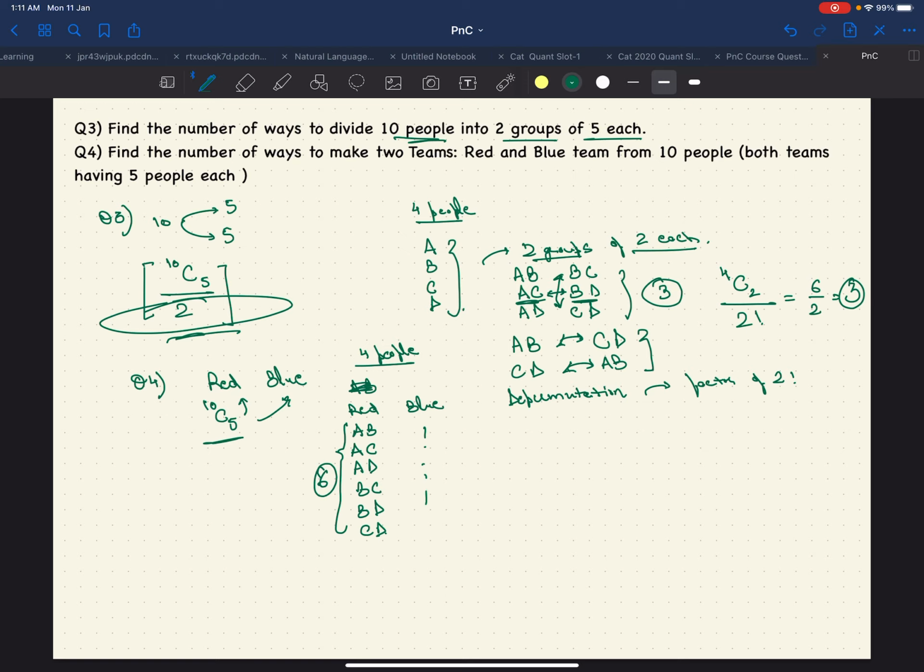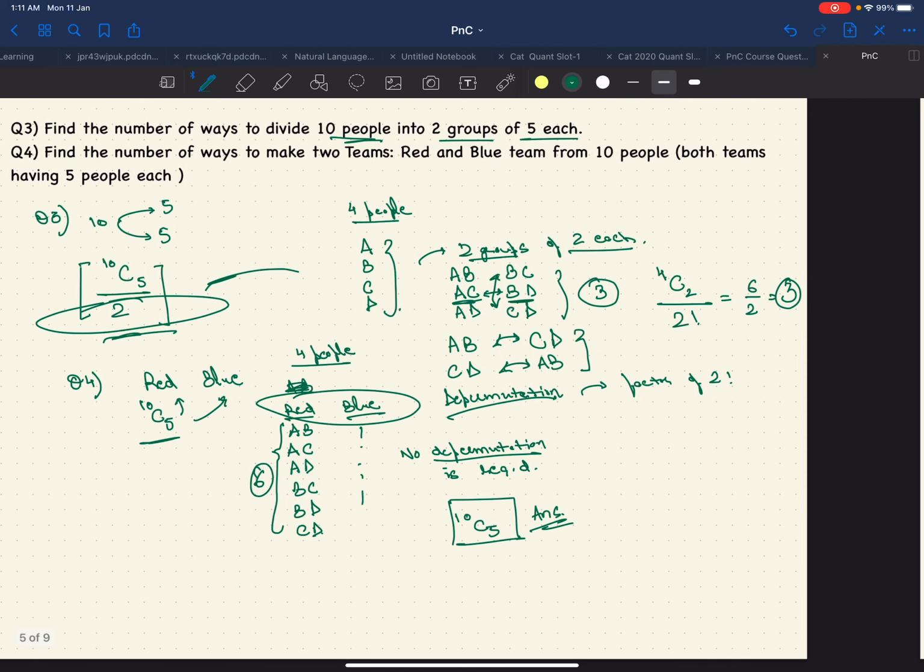So therefore here the groups selected are different, and therefore no depermutation is required. So whenever we divide people into 2 groups of equal size, we need a depermutation. But whenever the 2 groups are distinct from each other, no depermutation is required, and therefore the answer to our original question here would be 10C5 and not 10C5 upon 2, which we saw earlier in question 3. So 10C5 is the required answer for 4.